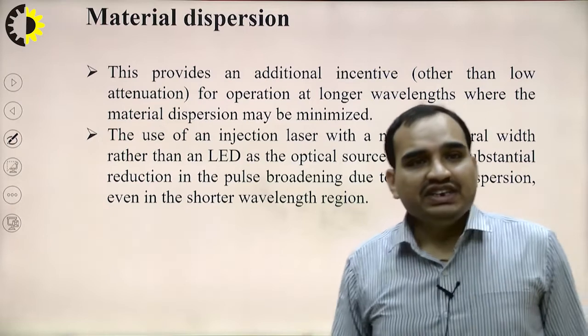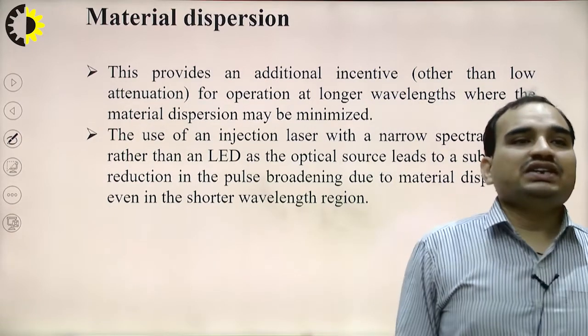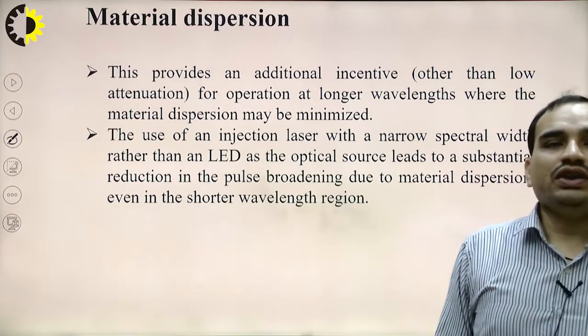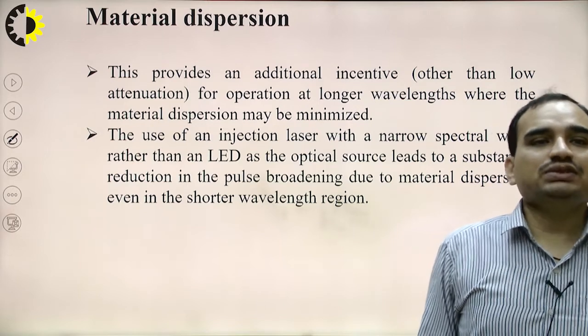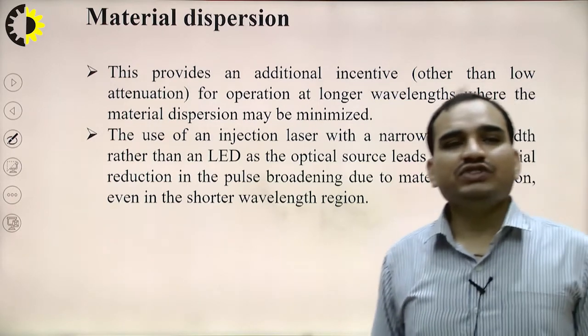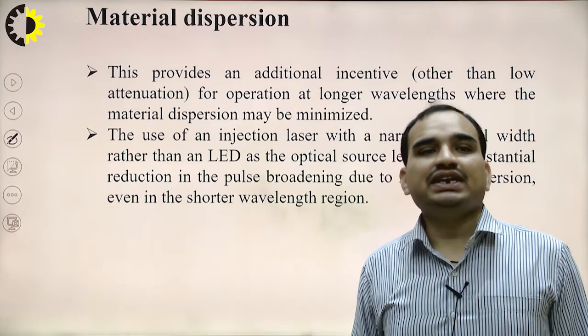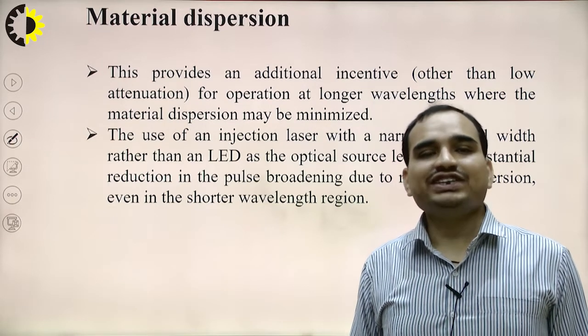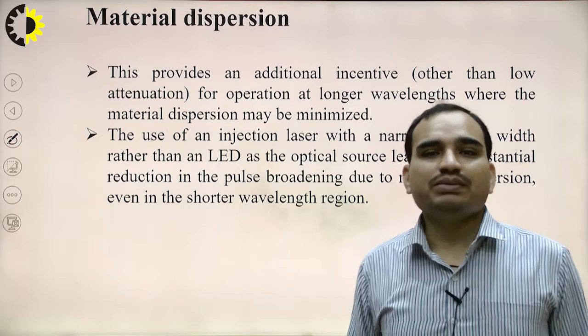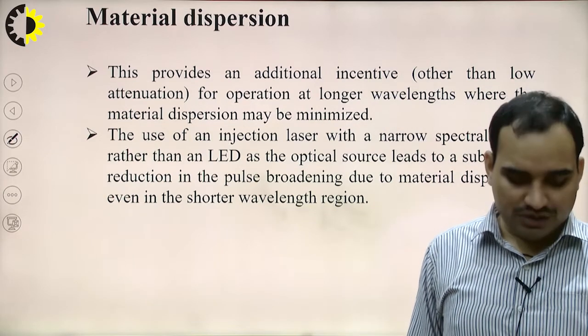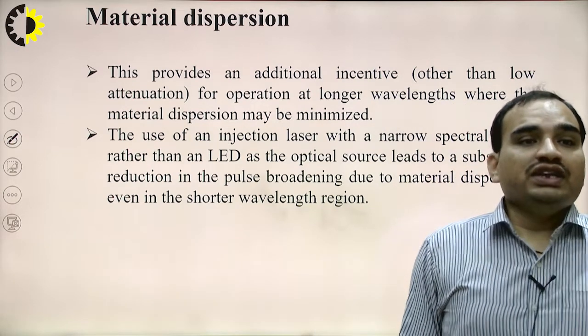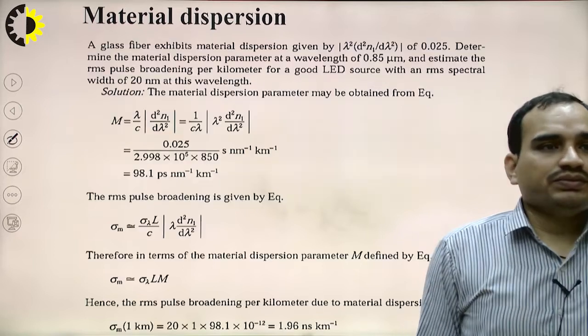So this provides an additional incentive, other than the low attenuation, for operating at longer wavelengths, where the material dispersion may be minimized. The use of an injection laser with narrow spectral width rather than an LED as an optical source leads to a substantial reduction in the pulse broadening due to the material dispersion in the shorter wavelength region.